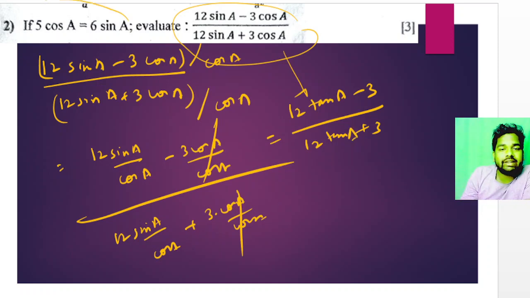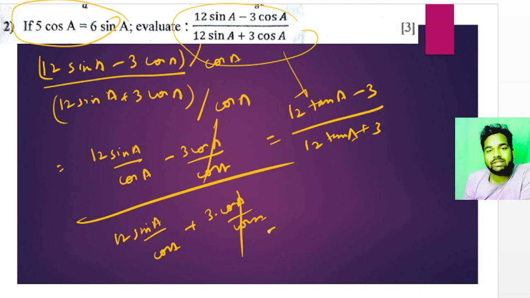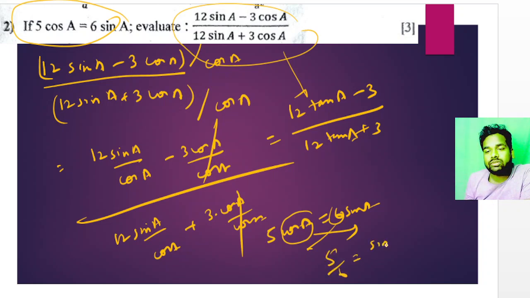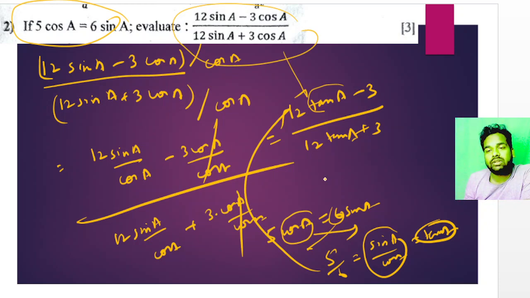Since it is given in the condition that 5 cos a is equal to 6 sin a, you bring this cos a to this side and this 6 to this side, so you can write 5 by 6 is equal to sin a by cos a. Sin by cos is equal to tan a, so the value of tan a is equal to 5 by 6. You just apply this in this question.